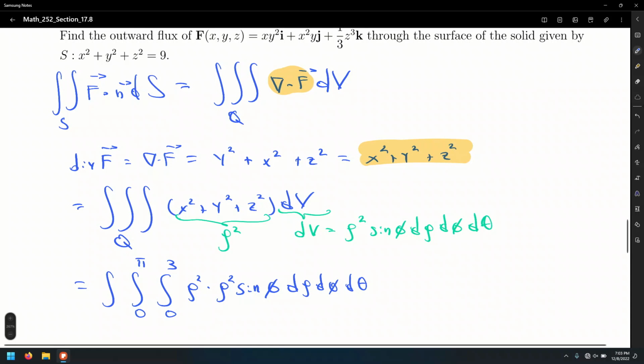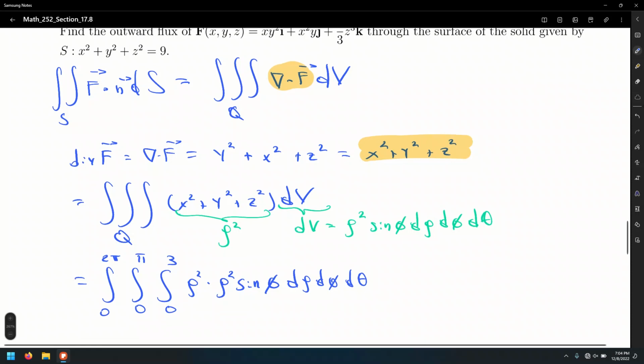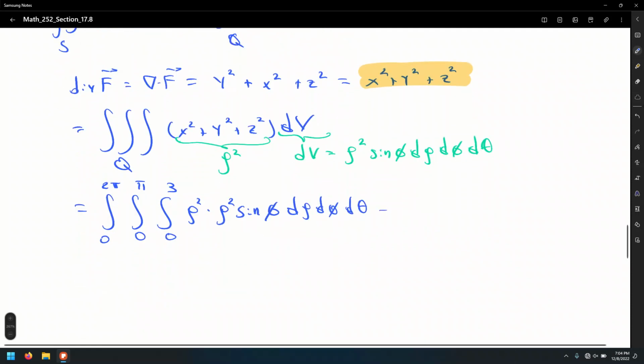And theta in this case, that's along the equator, if you will, of the sphere. So that's the usual 0 to 2 pi, unless they said something like the first octant. Well, that would have been phi going from 0 to pi over 2, and theta going from 0 to pi over 2 also. So this is going to give us 972 pi over 5. That's the final answer.